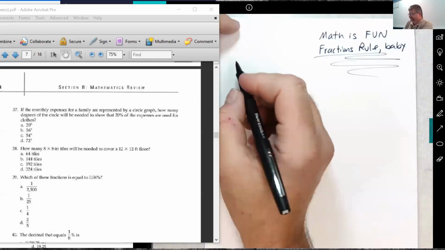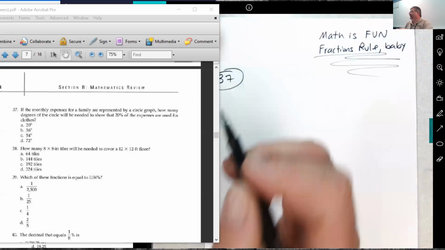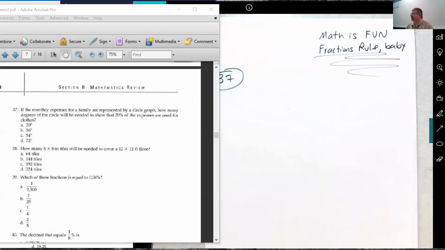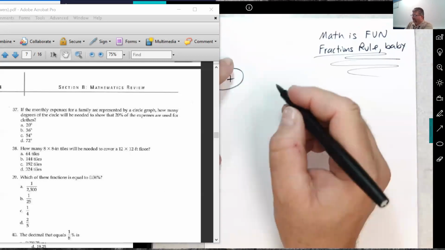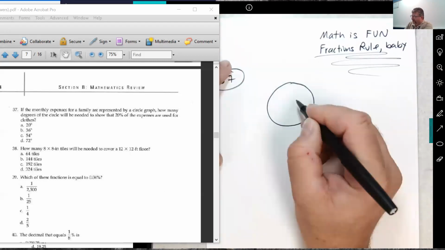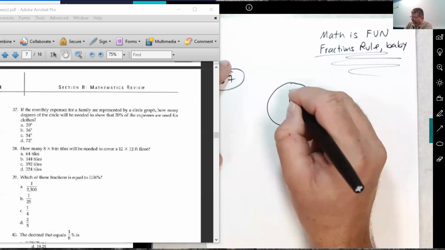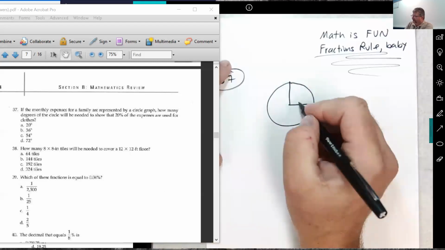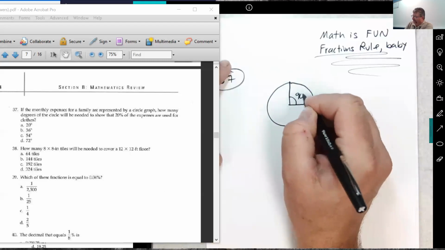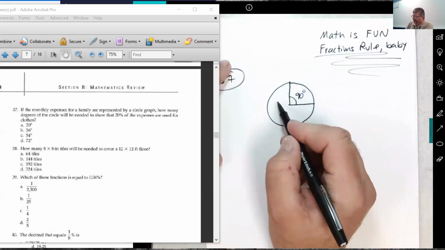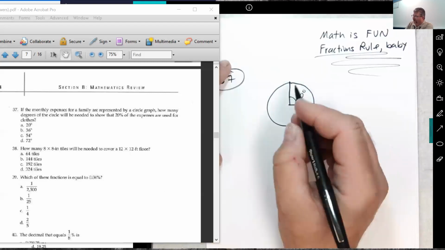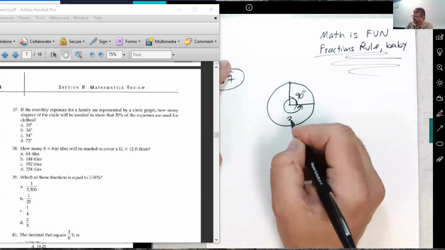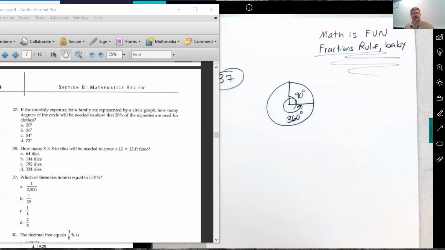Problem 37. What do we have? If the monthly expenses for a family are represented by a circle graph, how many degrees of the circle will be needed to show that 20% of the expenses are used for clothes? Well, whenever we talk circle graph, we talk degrees of a circle. If we cut it into a quadrant, for example, this little quadrant here is 90 degrees, right? Another quadrant would be 180, 270, all the way around would be 360 degrees. Okay, so we can just think of it like that.